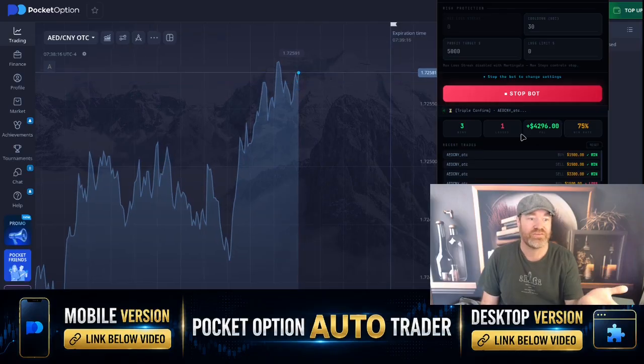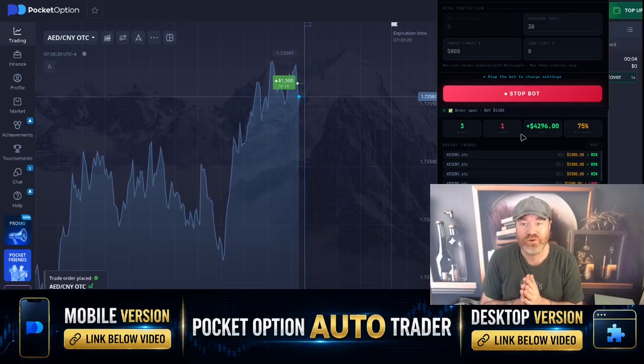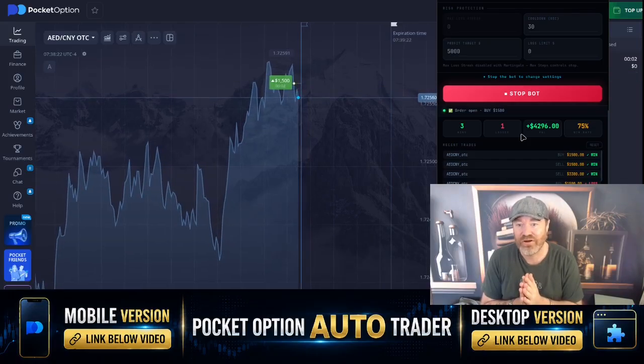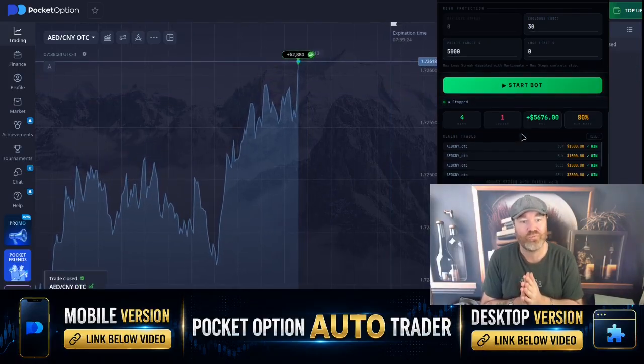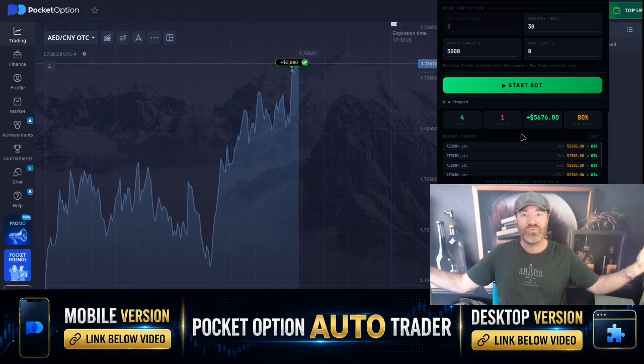But now we are at 75%. Amazing. Now we just need one more winner and we are done. So let's see here now. This did turn into a winner, and there we have it. 80% win rate with triple confirm.